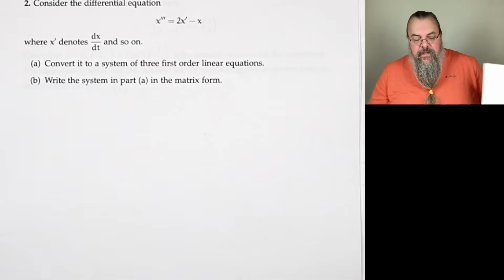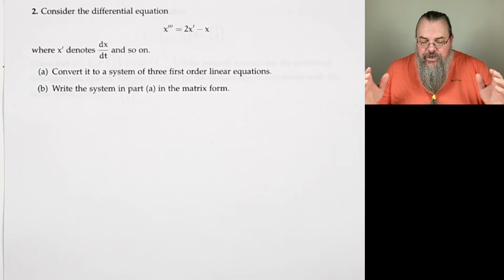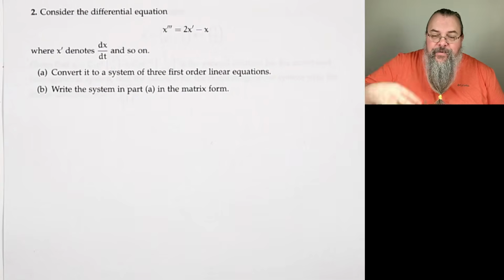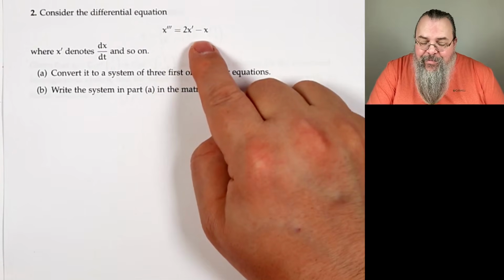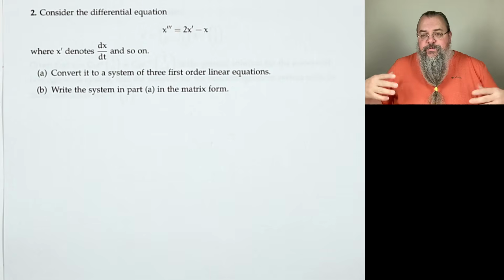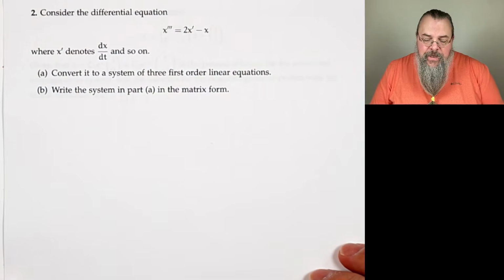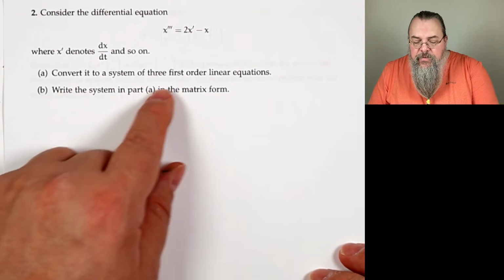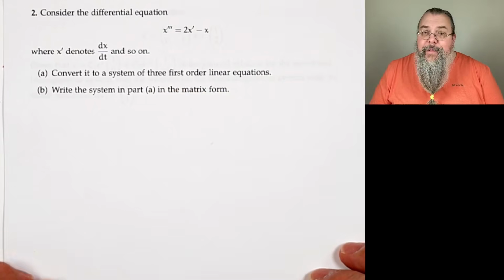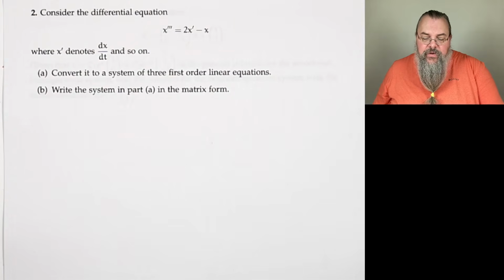All right, that's number 1. Moving on to number 2. Consider the differential equation x triple prime, that's right, 3 derivatives, equals 2x prime minus x, where x prime denotes dx dt and so on. So there's an unknown variable and we're calling it t. There's 2 parts. Part A, convert to a system of 3 first-order linear equations. And part B says, put that into a matrix.